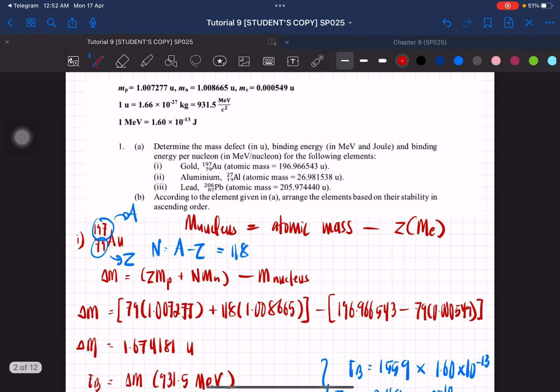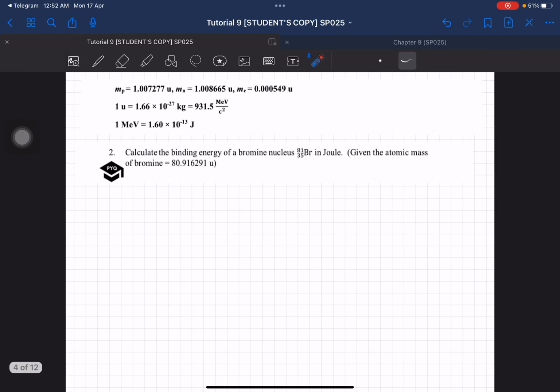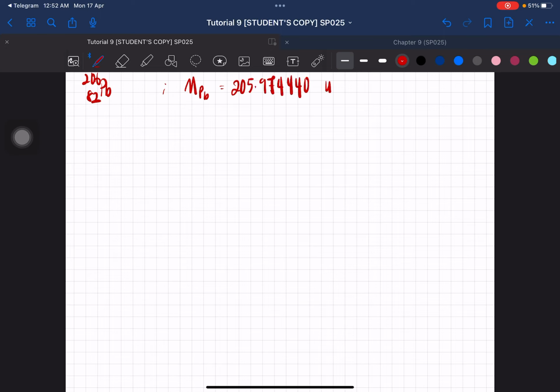Now next, it is for lead, which is plumbum. I think it's plumbum. Okay, so sama juga dia bagi kita atomic mass lah. Right, let me just do that. This is a lot of questions. So this is Pb, this is 206, this is 82. And then given the molar mass of plumbum ataupun lead to be equal to 205.974440 U. Okay, so sekarang ni kita perlu cari juga the same thing, mass defect.